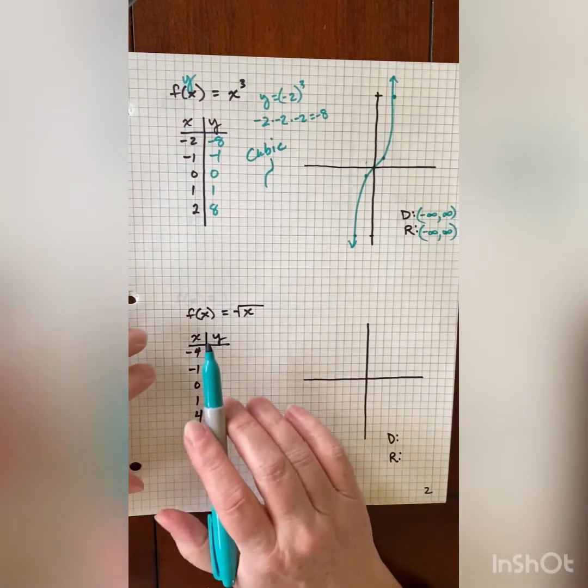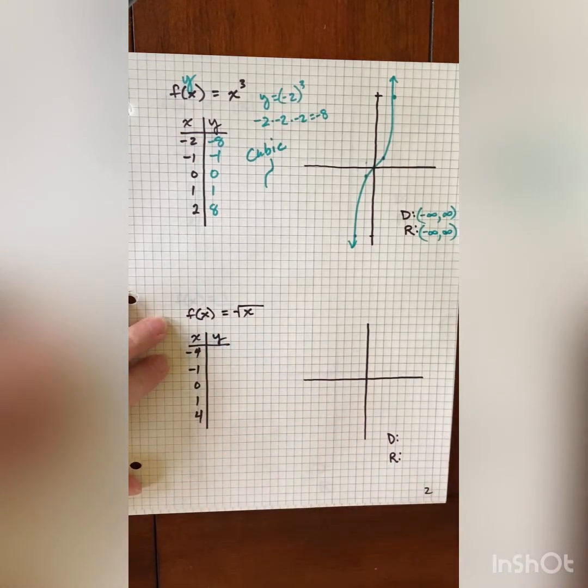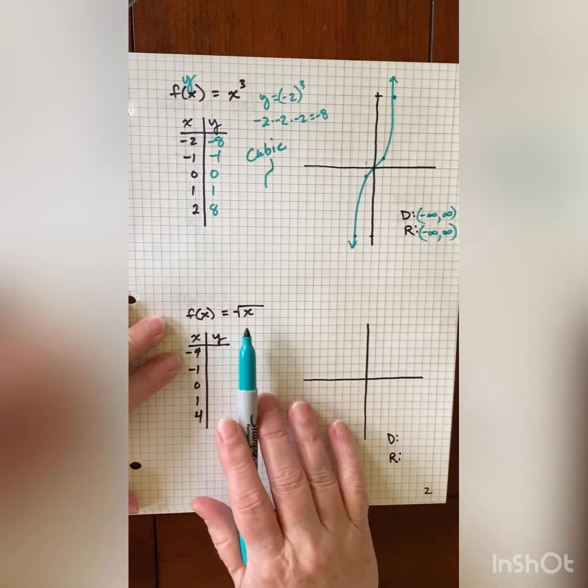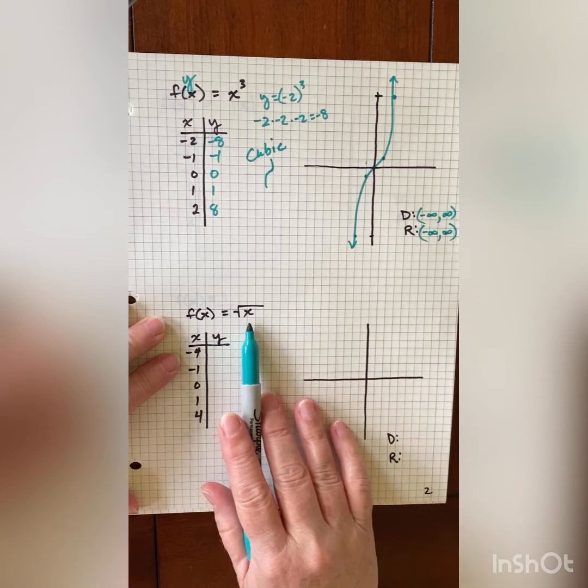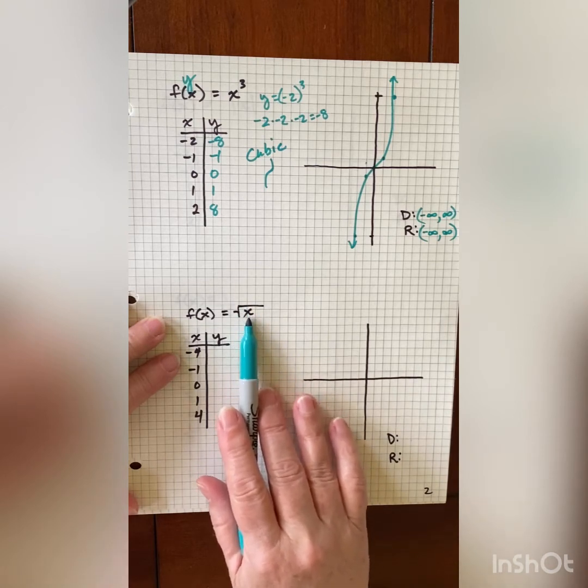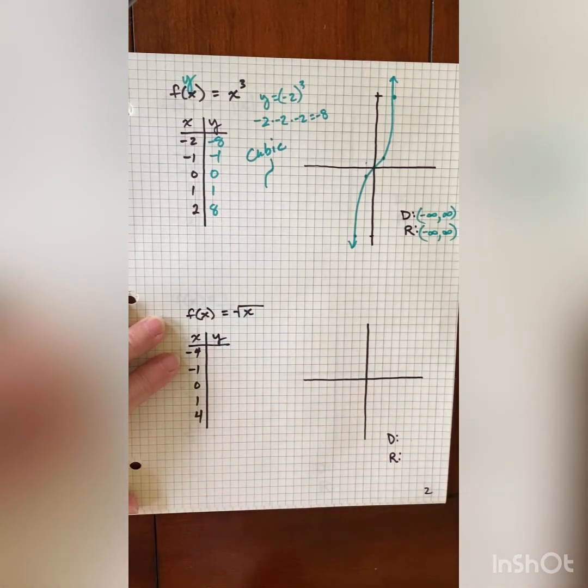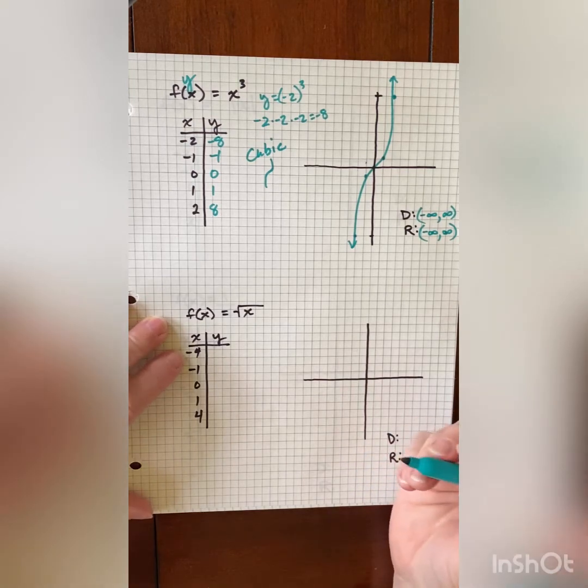Okay, let's take a look at this one. f of x equals the square root of x. You don't know it right now, but next week we'll talk about it. We cannot have a negative number underneath the radical here. So that is just a rule.